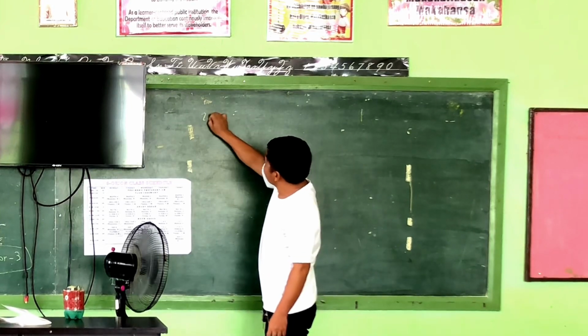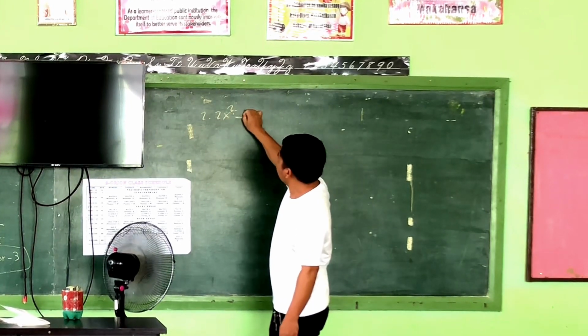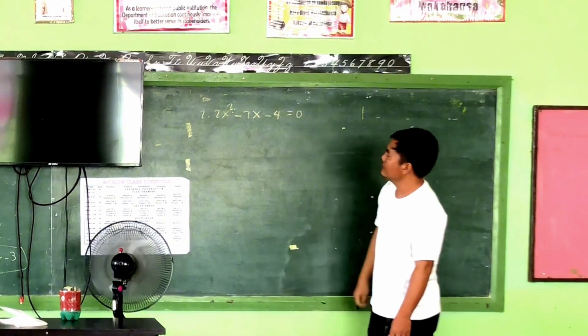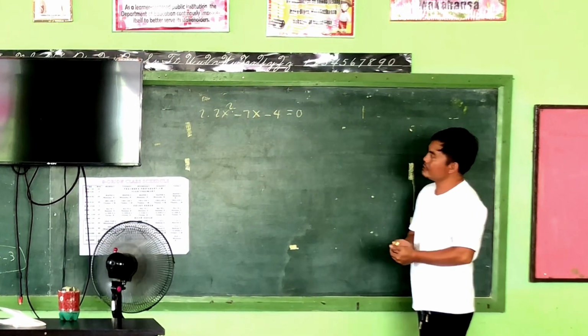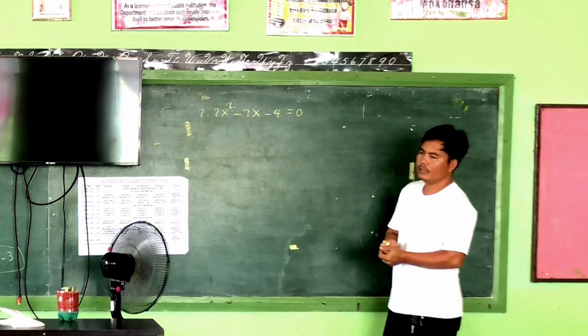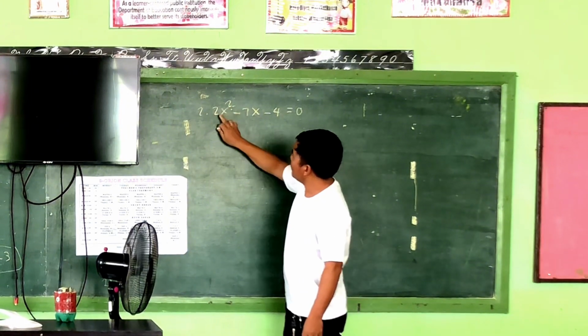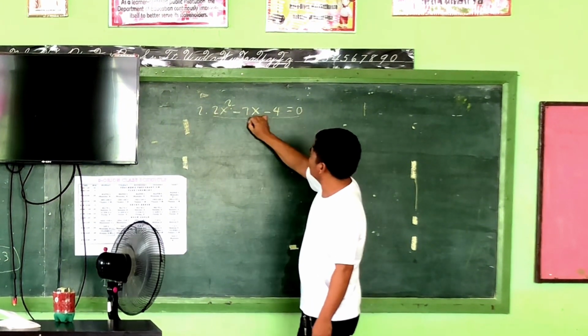Example number 2 is 2x squared minus 7x minus 4 equals 0. So again, what is the first step? Divide the equation by a. What is the value of a? 2. So after you divide by a of 2.